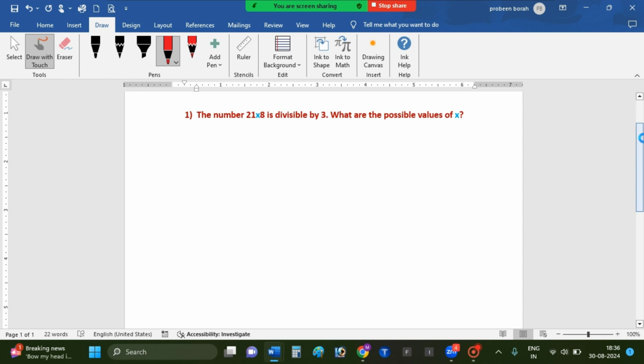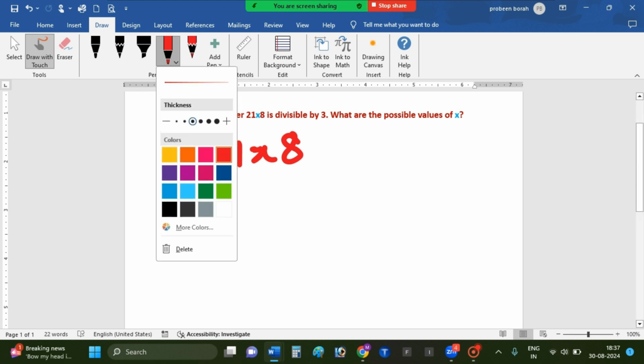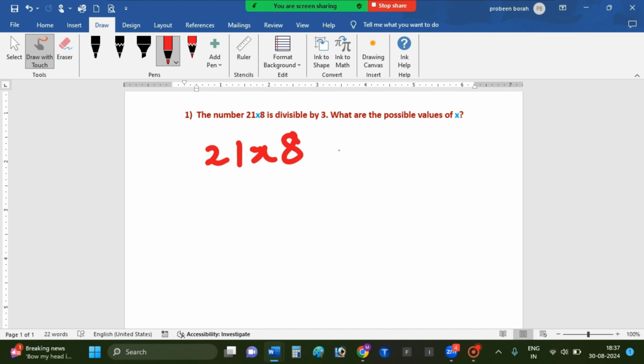As you can see in this statement, the number is a 4-digit number, 21x8. It is telling us that 21x8 is 4 digits. The number is divisible by 3, right? So we know that for a number to be divisible by 3, the sum of all these digits has to be divisible by 3. So let us add these numbers. So add this 2 plus 1 plus x plus 8.